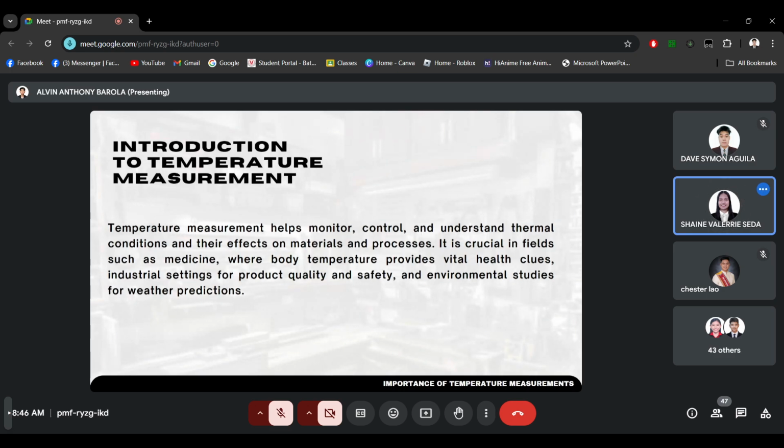Engineer Aguila, pakibasa nga po. Yun nga, sabi ni Engineer Aguila, temperature measurement plays a crucial role in monitoring, controlling, and understanding thermal conditions. In medicine, for example, measuring body temperature can give us vital health clues. Industrial settings rely on temperature control to ensure product quality and safety, while environmental scientists use temperature data to predict weather changes and study climate patterns. Next slide po.